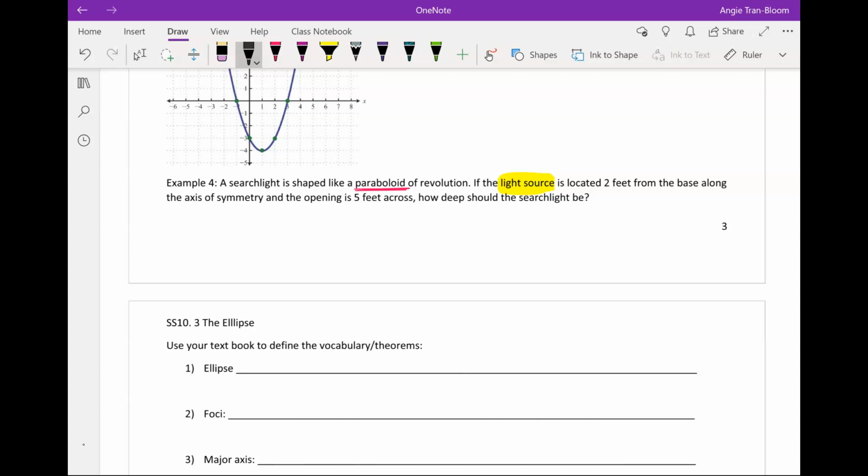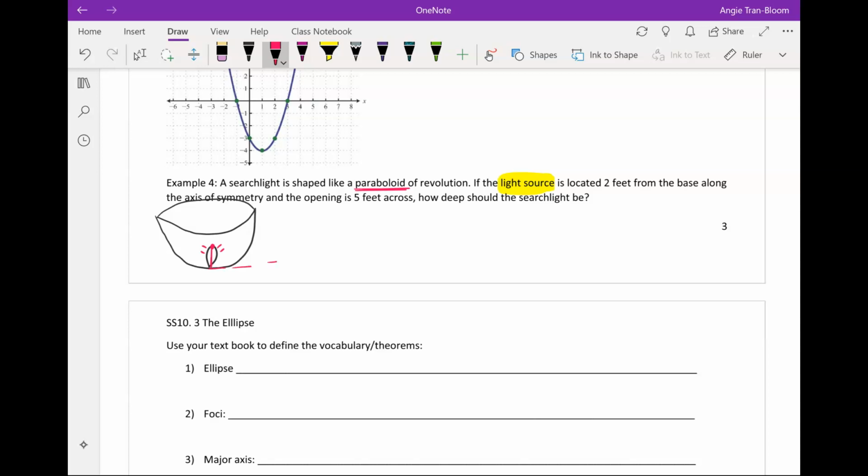A searchlight is in essence a flashlight. I'm going to try my best to draw it for you, okay? There's a light bulb somewhere in the bottom, and we have the light source. So that's a light source. Now the light source is the focus from the base.